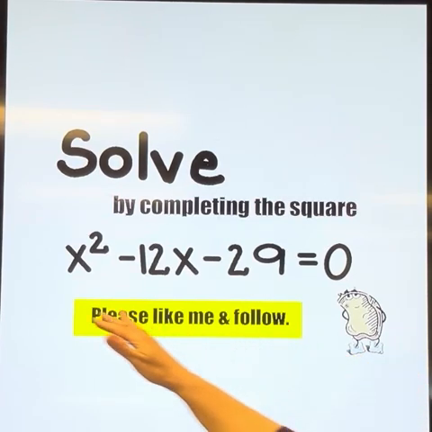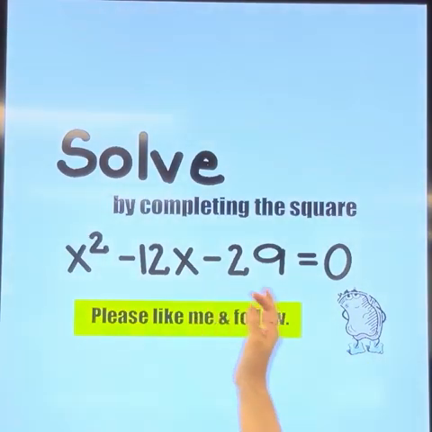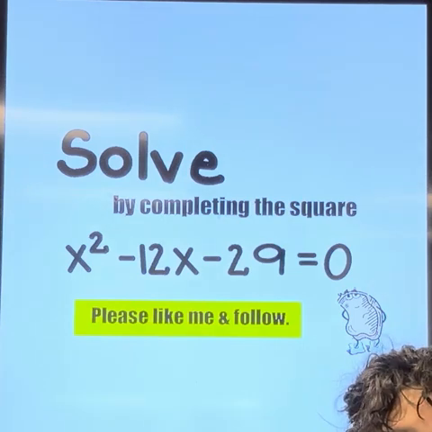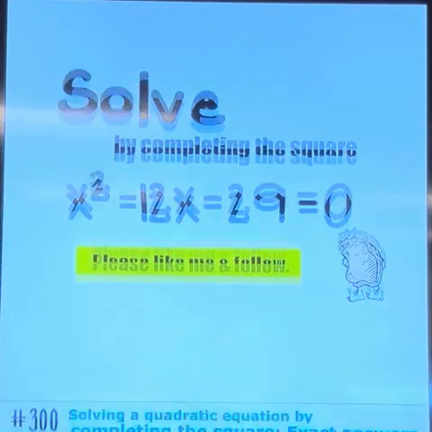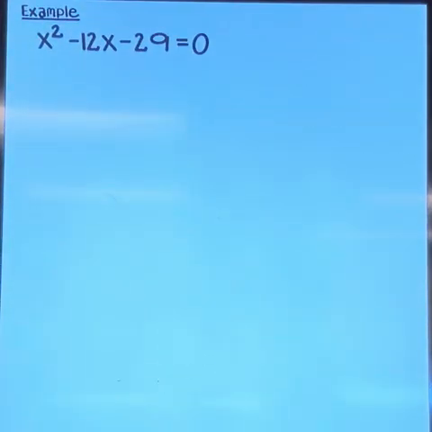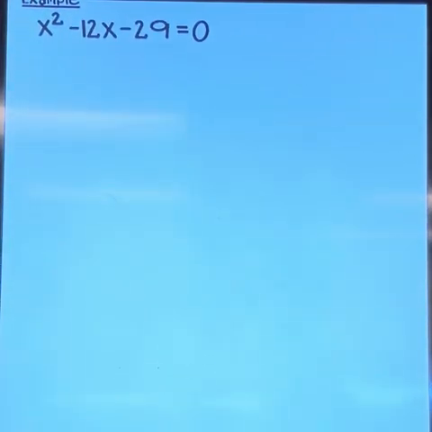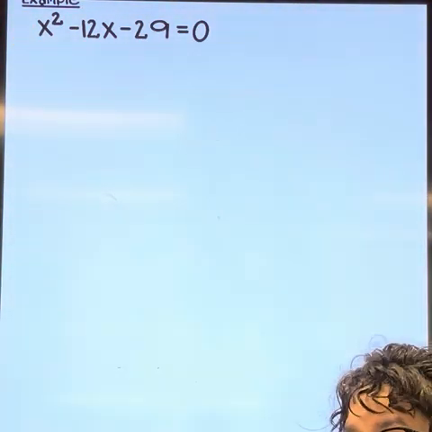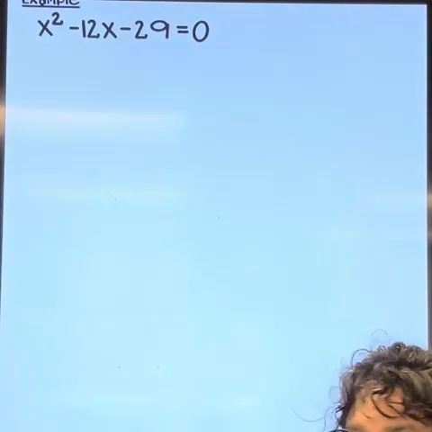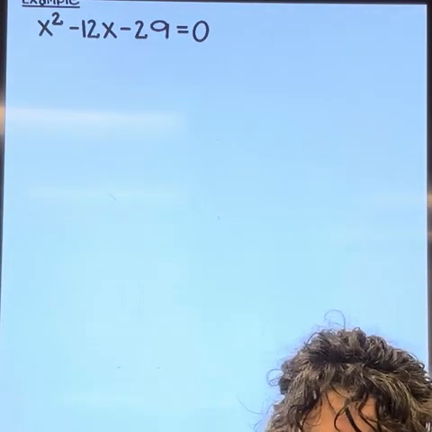I'm going to solve this quadratic equation using completing the square. We've solved using a variety of methods, but this time we're going to complete the square. The first thing you should know is when you want to complete the square, the leading coefficient needs to be +1, and it's already +1x squared, so that's good.